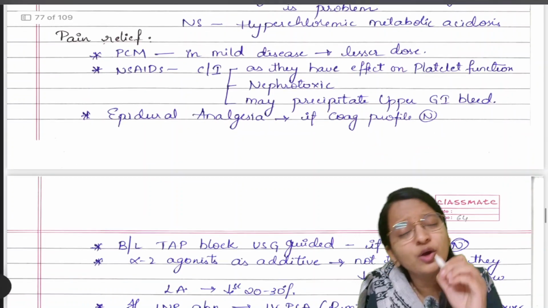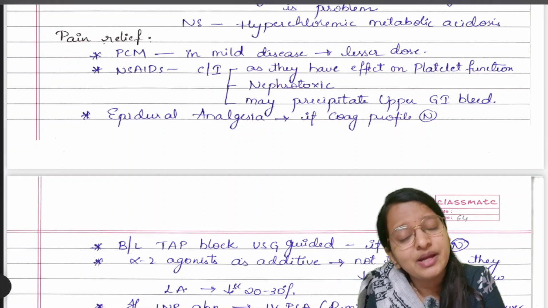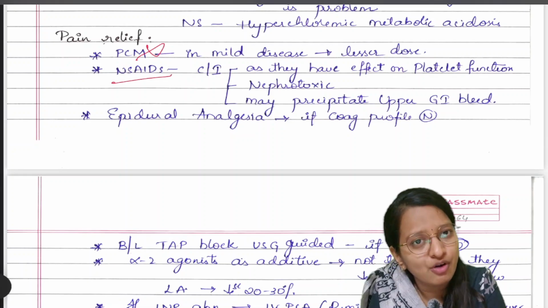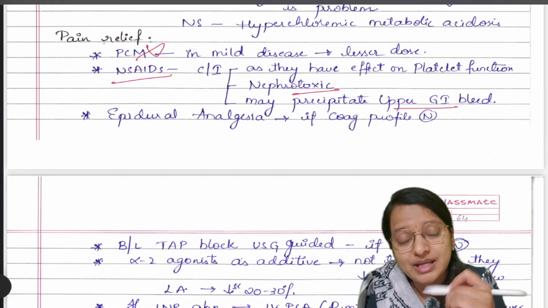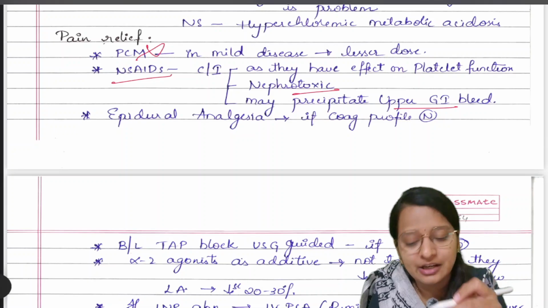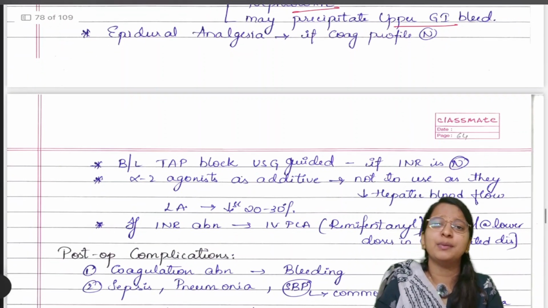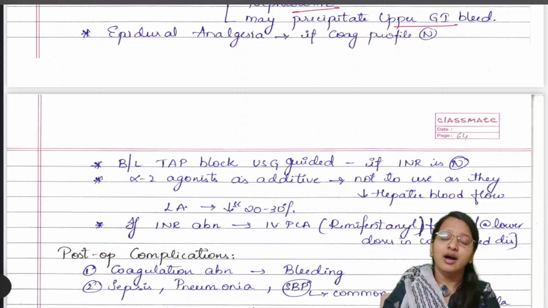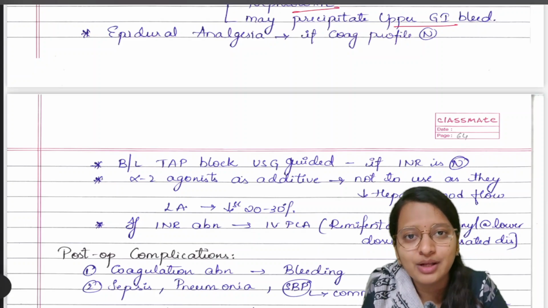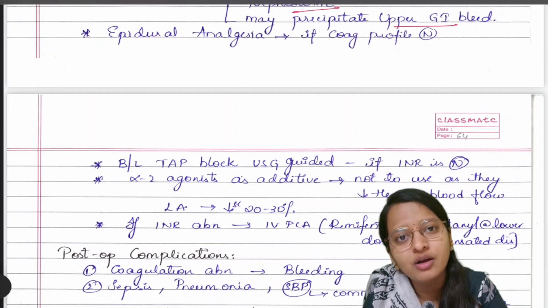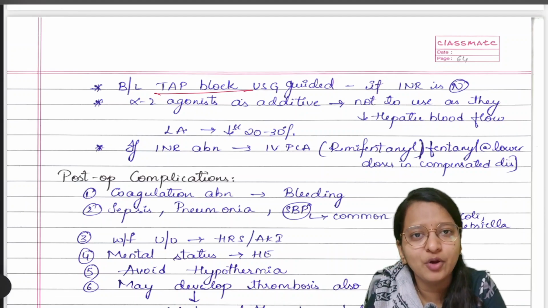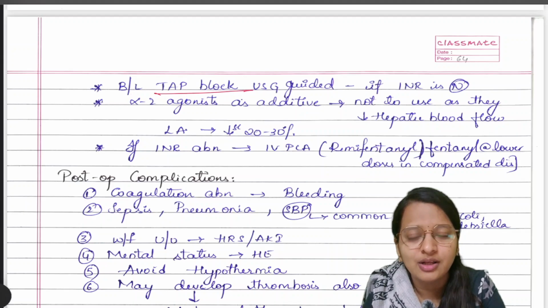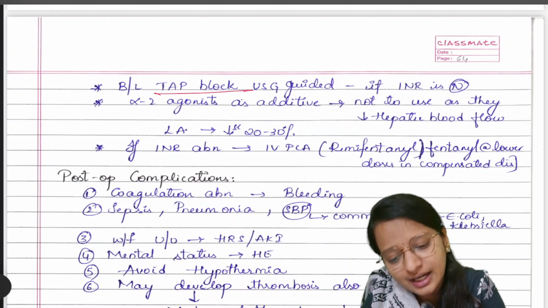Coming to pain relief, only in mild disease patients will I give a lesser dose, otherwise it is better to avoid PCM. NSAIDs are of course contraindicated because of nephrotoxicity, and also they might precipitate upper GI bleed and they affect your platelet functions also. So if the coagulopathy status is normal and I was able to secure epidural, I'll go with epidural analgesia or blocks like bilateral TAP block. If INR is abnormal, I'll go with patient controlled analgesia like remifentanil or fentanyl at lower doses.